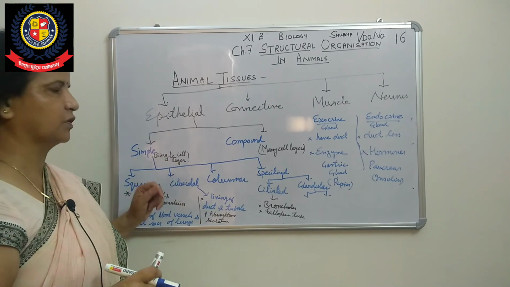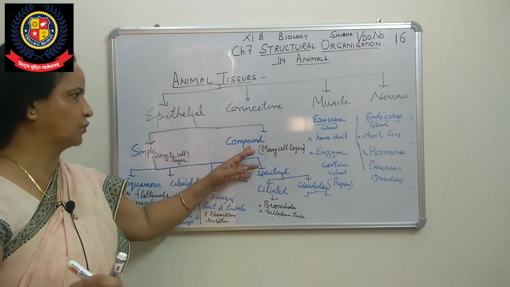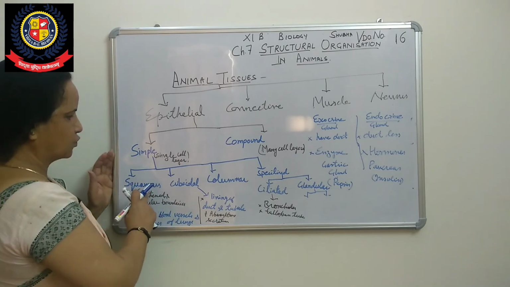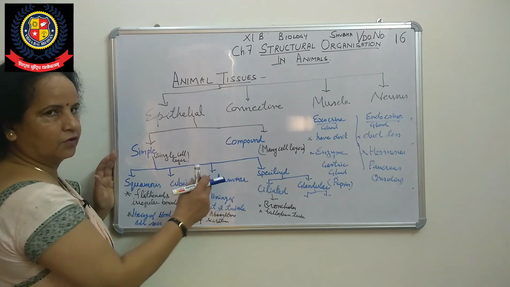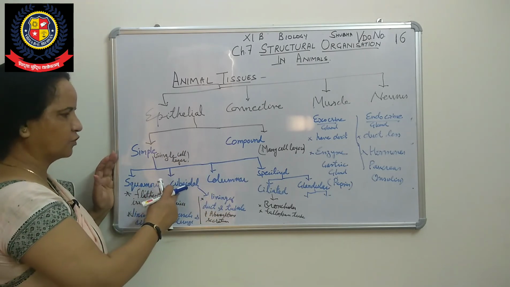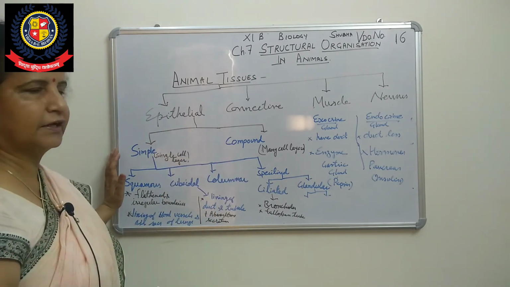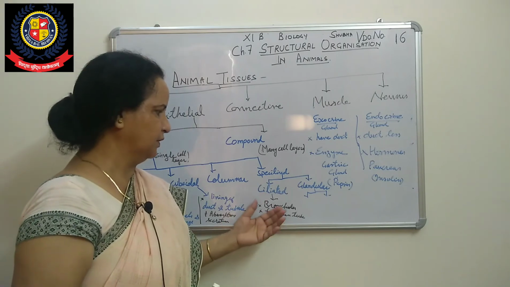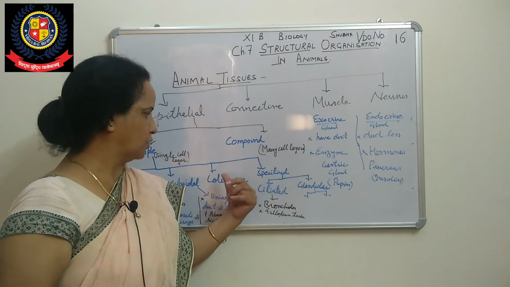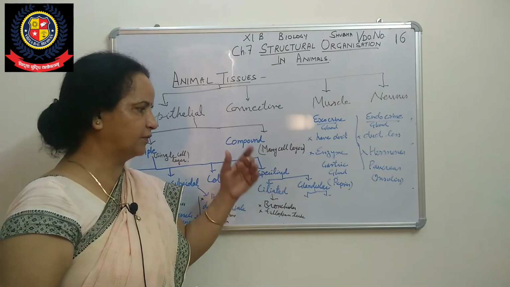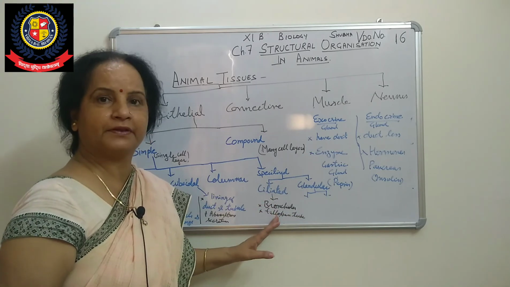Single cell layer is called simple, and many cell layers is called compound. These are squamous, cuboidal, columnar on the basis of the shape. Now the specialized cells are ciliated and glandular. The ciliated ones have cilia. When the columnar epithelium has cilia, then it is called ciliated epithelium.